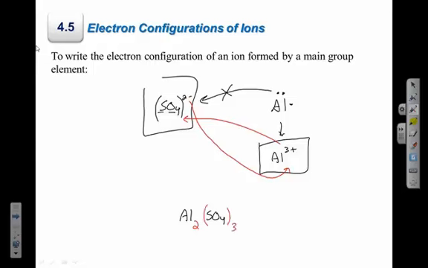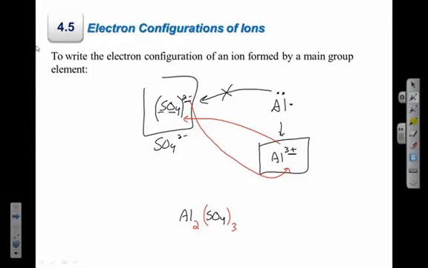It's kind of a shortcut way to do it. But if you want to make sure that that makes sense to you, another way to do it is to say, well, the aluminum already has more charge than the SO4. So if I have more positive than negative, I need more negative. So I'll bring in another SO4.